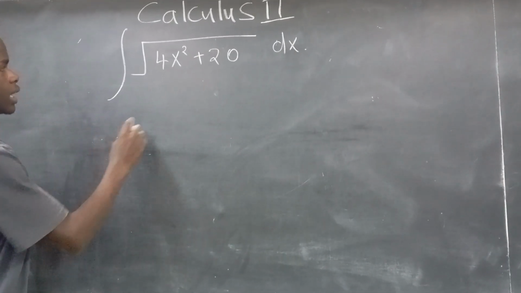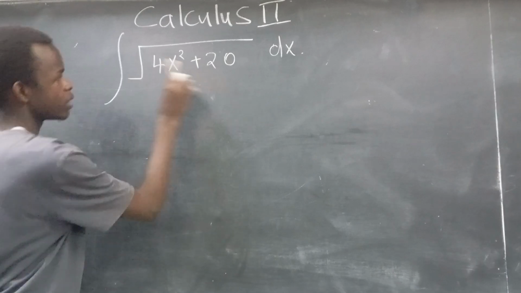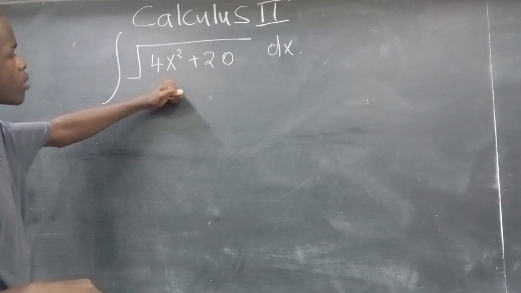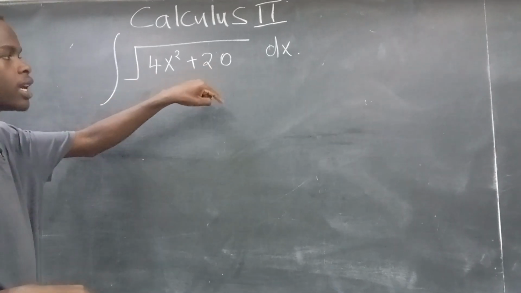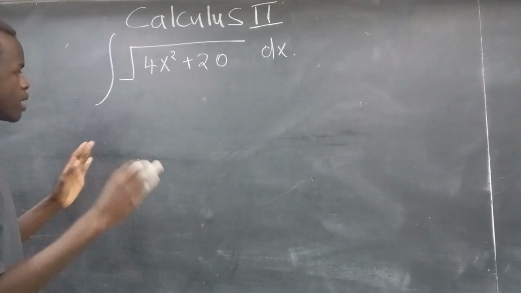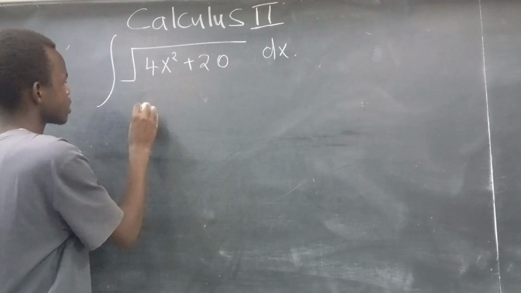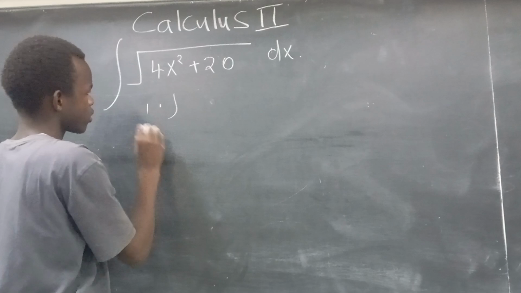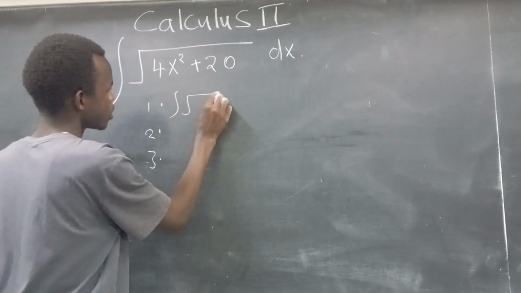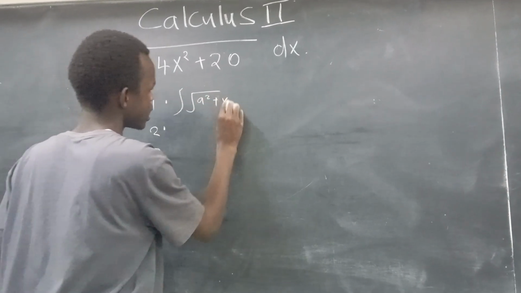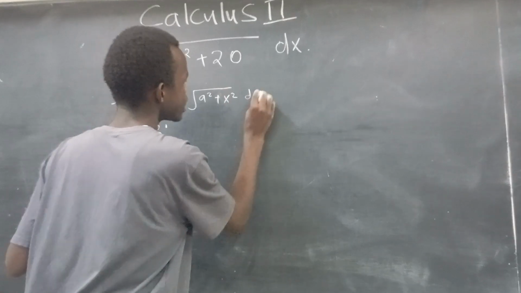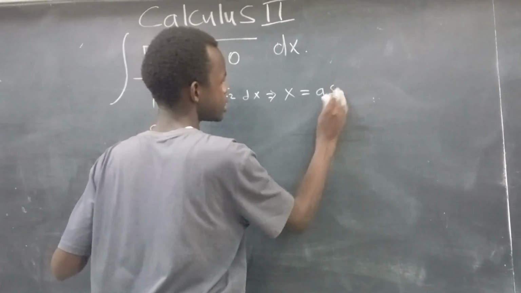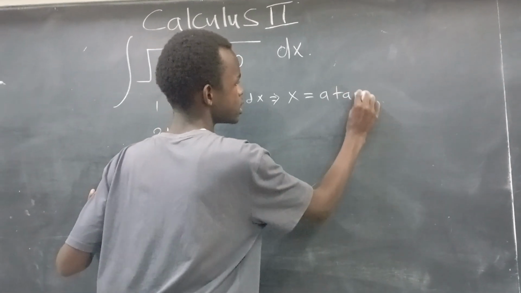From here, I'll factor out my 4, okay? But before that, this is where I will replace my x to be a tan of theta. Just a preview: we have 3 formulas in trigonometric substitution, 1, 2, 3. Let me write them quickly. When I'm given the integral of the square root of a squared plus x squared dx, I'm told to choose my x to be a tangent of theta, right?